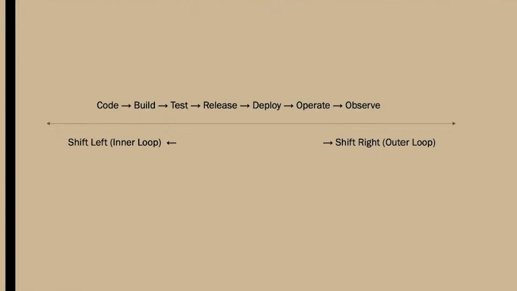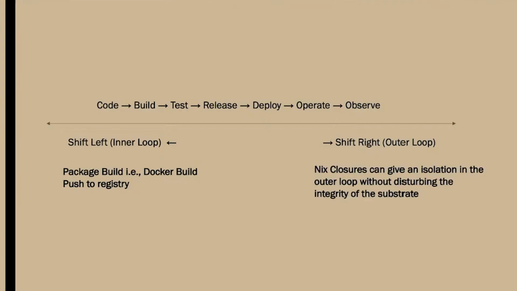And also, in the whole DevOps lifecycle, you have an inner loop and an outer loop. You have your package managers and your Docker build and your push to the registry, which is in the inner loop. And then I make a case where I can say Nix closures can give isolation in the outer loop without disturbing the integrity of the substrate.